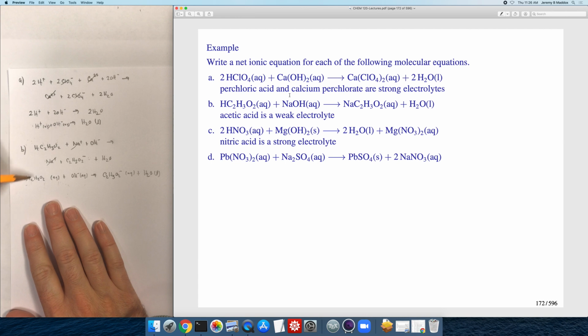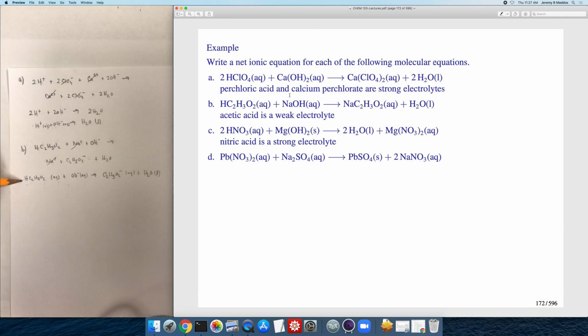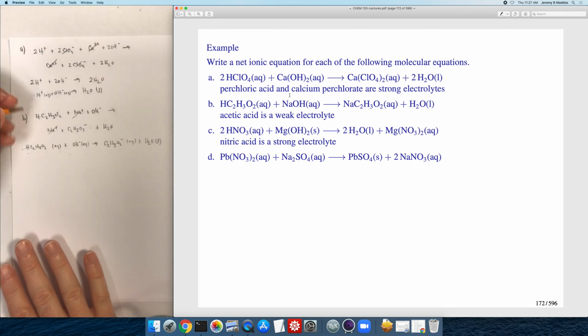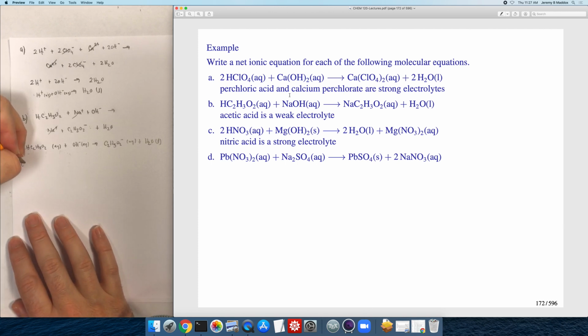Okay, so this is the net ionic equation involving a weak electrolyte. You don't break up your weak electrolytes into their ions. For C and D, since C is another one, I should do C as well. I'm going to go ahead and do C.